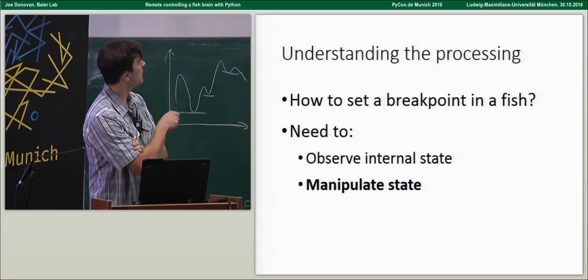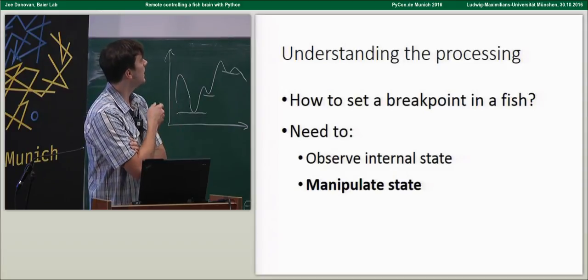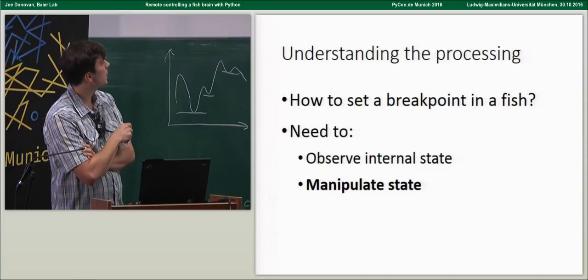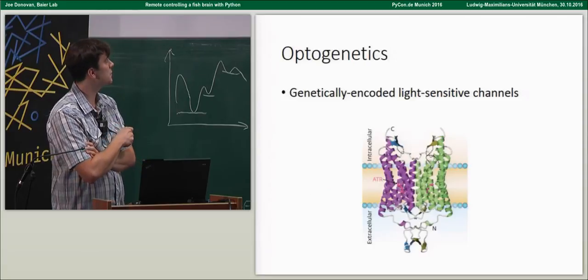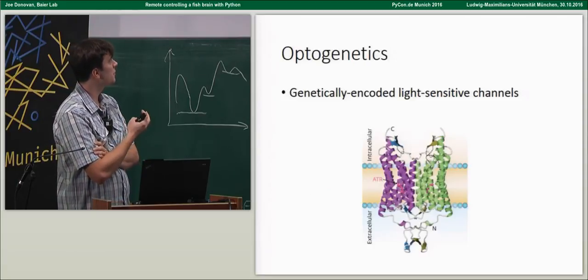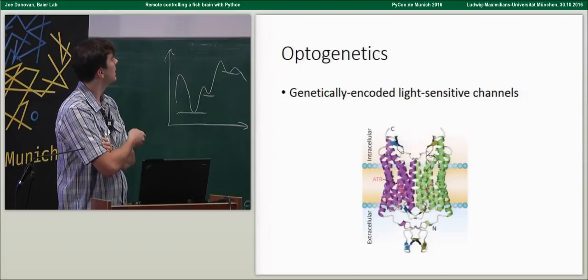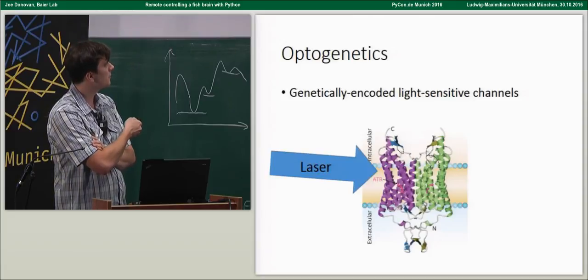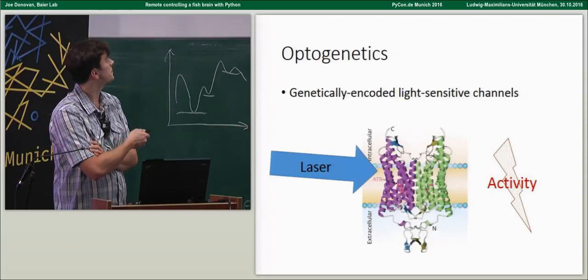All right, so now we can observe the internal state of the fish and see what the circuits are doing during behavior. But it would be really great to be able to manipulate the state. Fortunately, we have some cool tools for that as well. So there's genetically encoded light-sensitive channels that are actually very similar in structure to what you'd find in an eye, where light comes in and it activates a neuron. So we can use a laser, shine it onto neurons expressing these channels, and then they let some ions through that drives activity in these neurons.